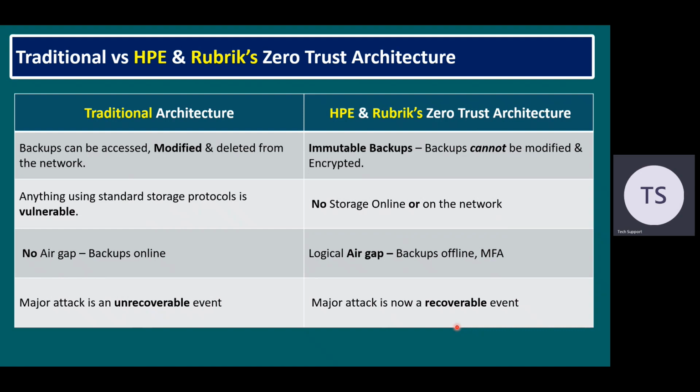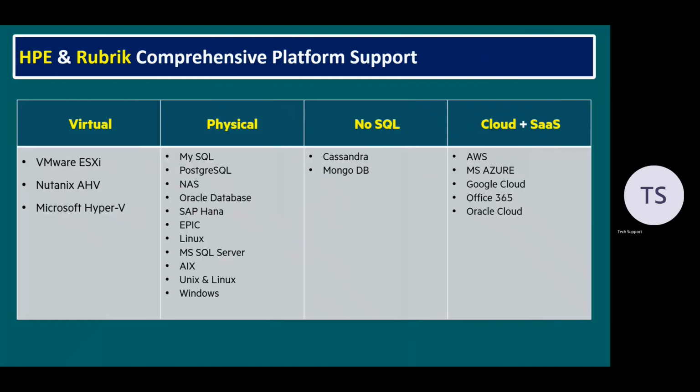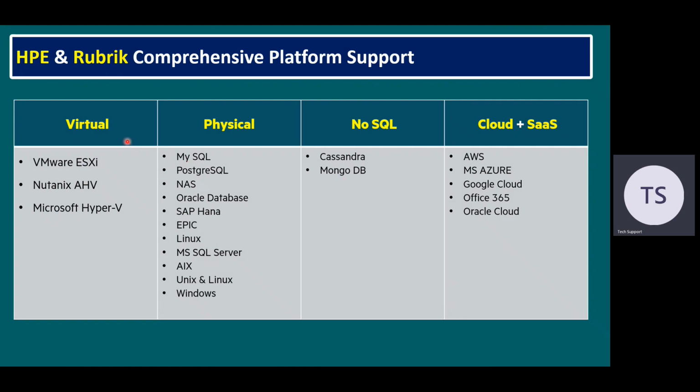Now let's talk about HP and Rubrik comprehensive platform support. What are the main platforms this solution supports? The common supported solutions are virtual workloads, physical workloads, NoSQL workloads, and cloud plus software as a service. Within the virtual platform, these three are supported: VMware ESXi, Nutanix AHV (Acropolis Hypervisor), and Microsoft Hyper-V. So if any of your customers is running ESXi, AHV, or Hyper-V in production, this joint solution is supported.